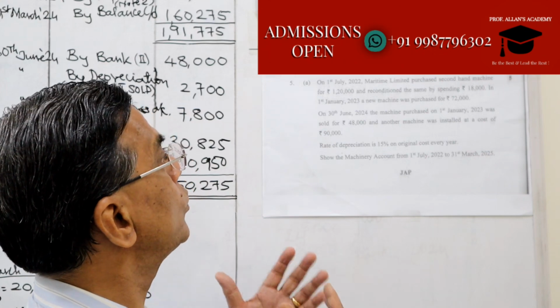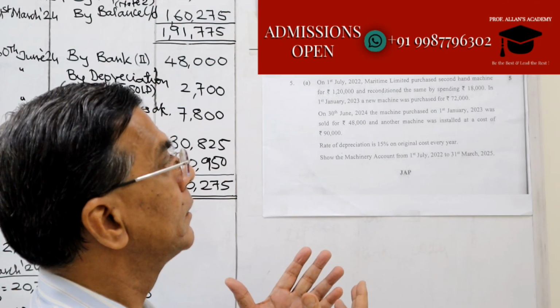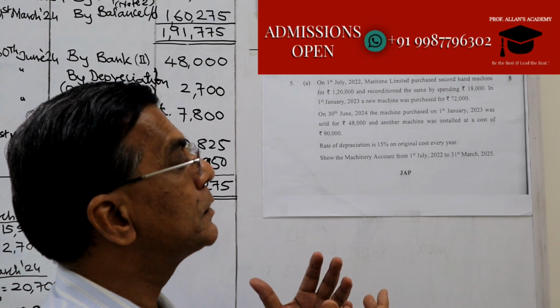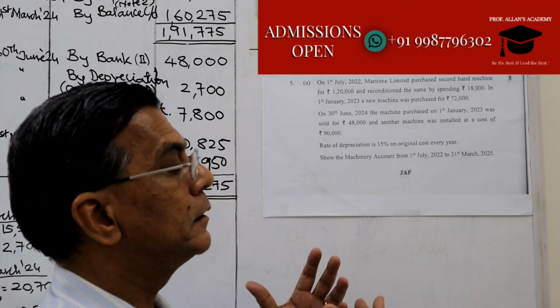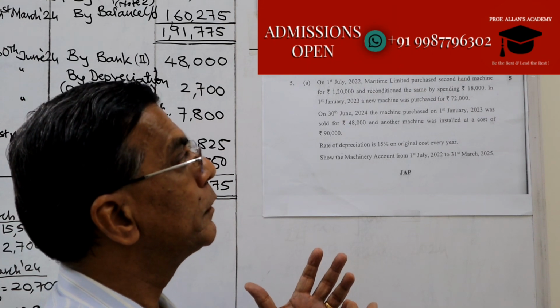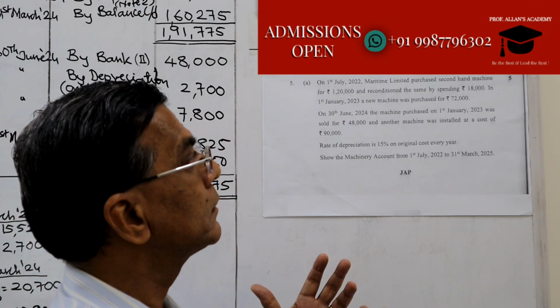We now move on to question number 5A. It's from the topic of depreciation and carries 5 marks. This question appeared in the May 2025 paper of accountancy.